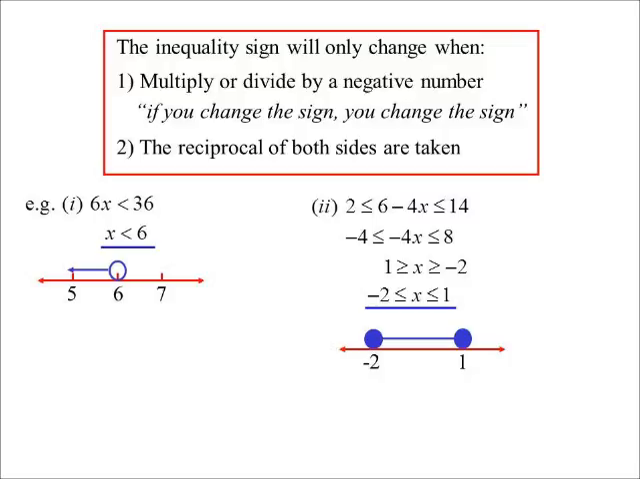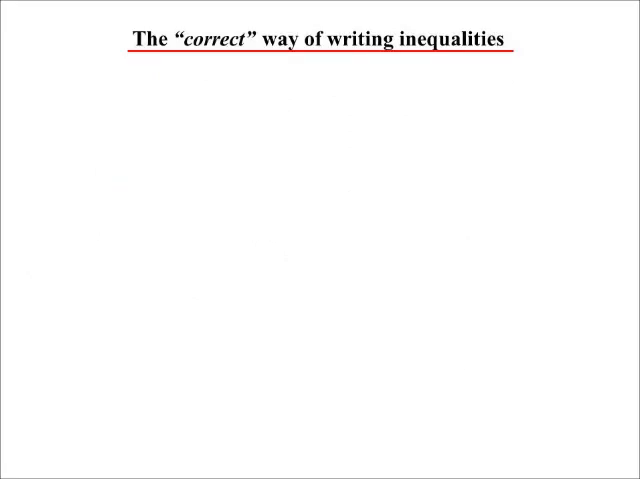So that now brings to the correct, i.e. Mr. Simmons is fussy, way of writing inequalities. So we have this one. This would be x is greater than 5. It is not 5 is less than x.